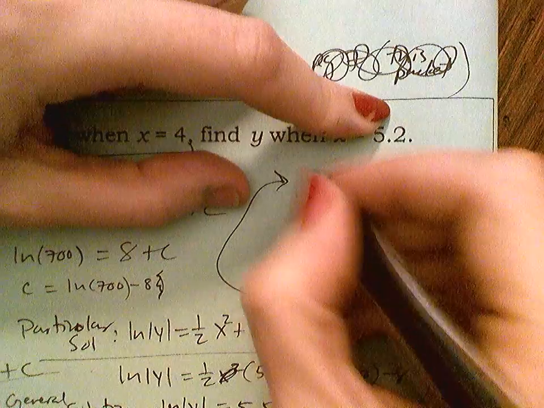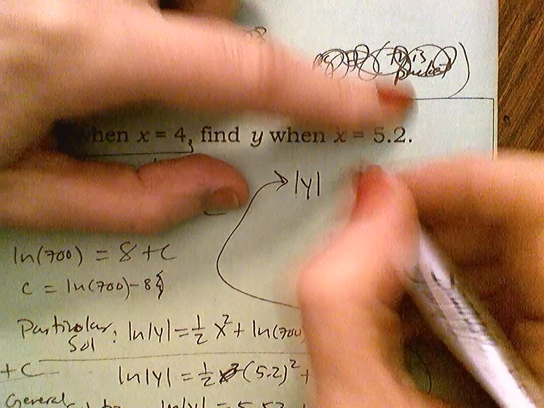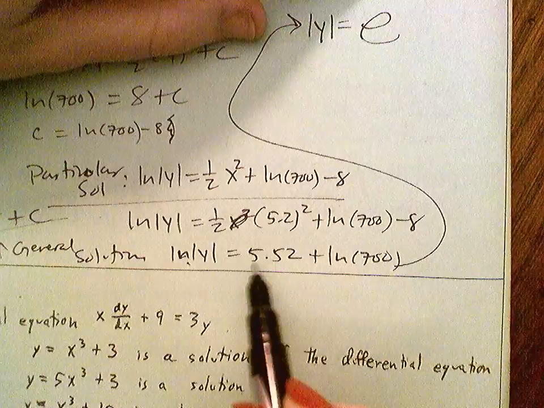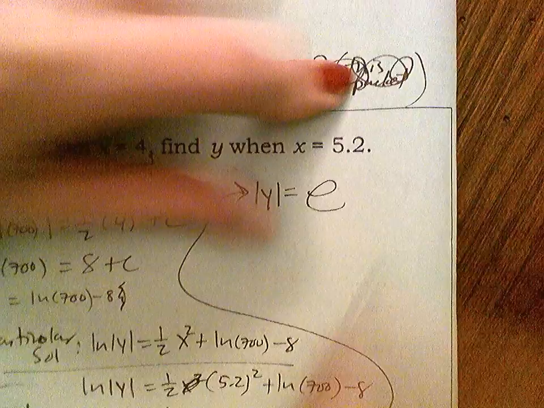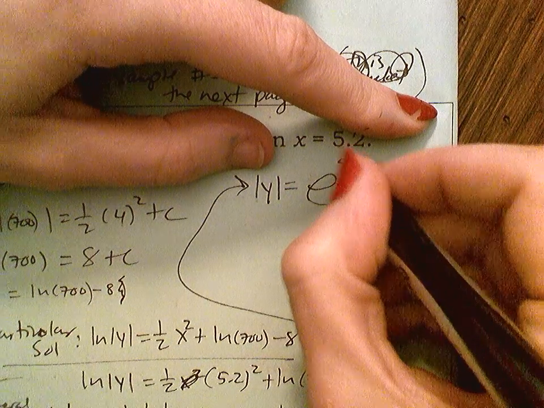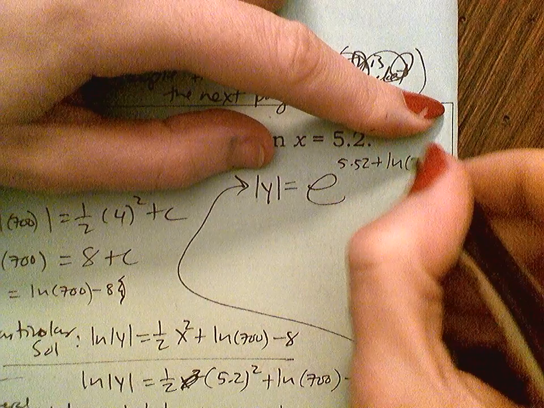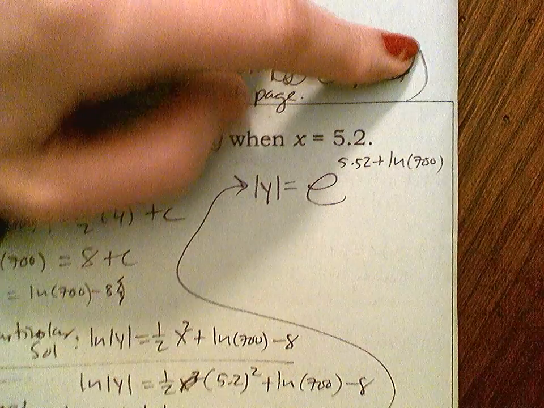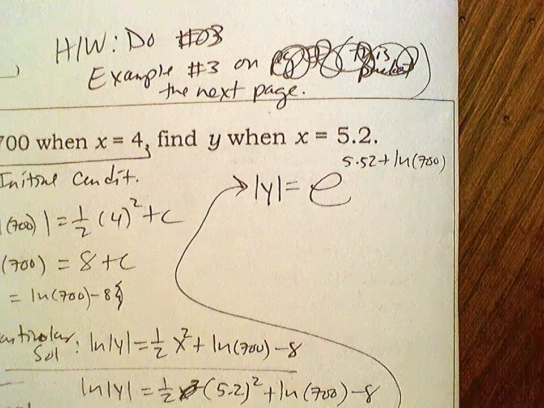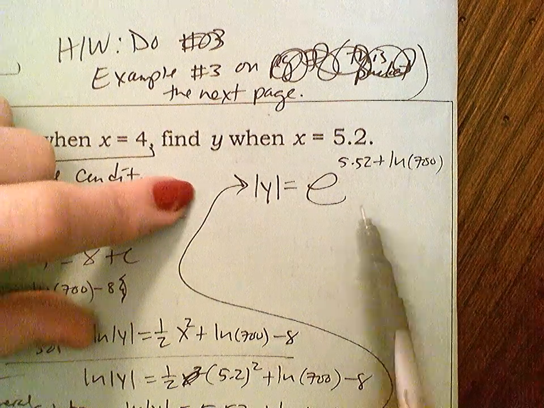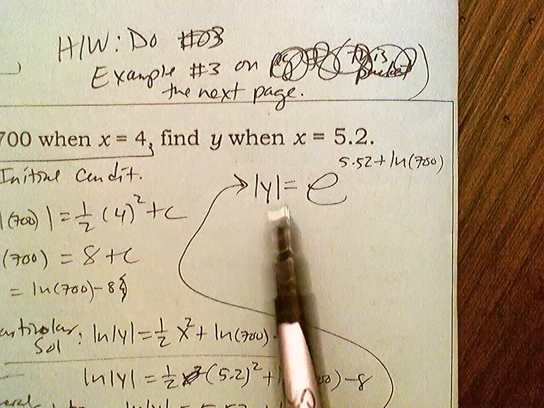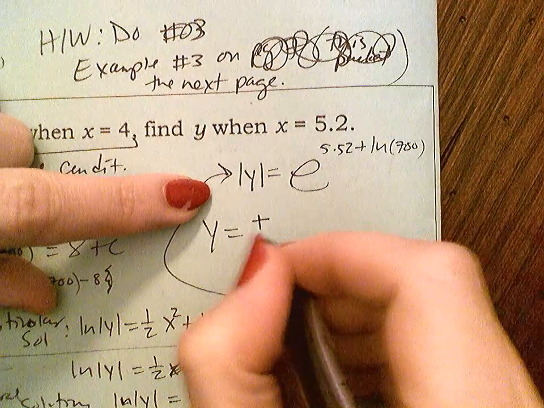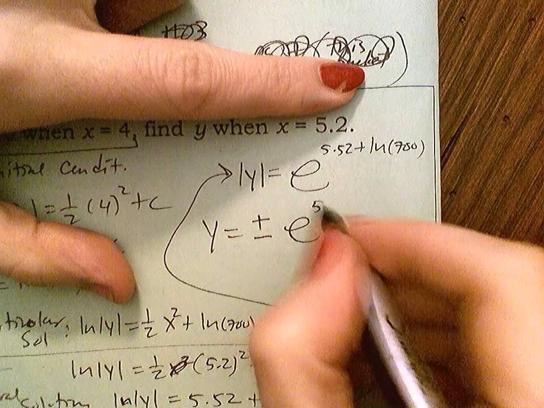So the absolute value of y is equal to e to this power right here, e to the 5.52 plus the natural log of 700. I could simplify this a little bit, but I won't just yet. Now the absolute value of y equals that, so that means that y could be the positive or the negative value of this.